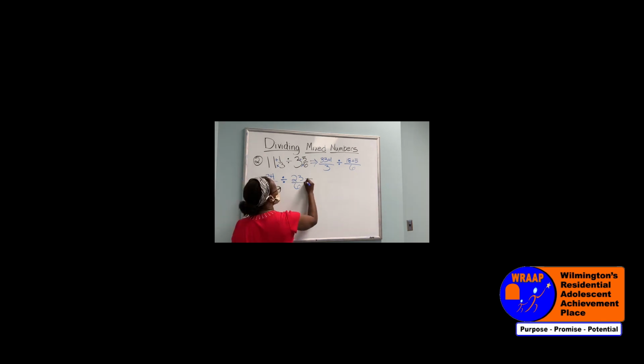So we have to do those 3 things that we're supposed to do. We have to rewrite the first fraction. In this case, we're going to rewrite it. We're going to change our division sign to a multiplication sign. And then we're going to flip the second fraction. Okay? Now we can solve.